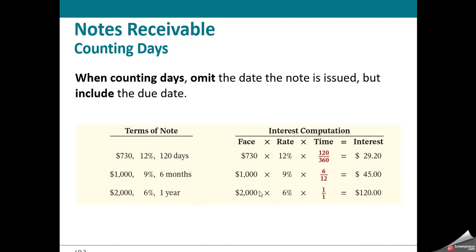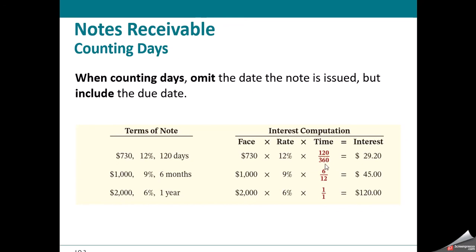And the time could be, here we give you some examples, in days. So here you have the face amount times the rate times the time, and it's 120 days over 360. And then you might think, well, why 360? There's 365 days in a year. And 365 days can be used if it would say exact interest, but banker's interest or ordinary interest always uses the 360 days.